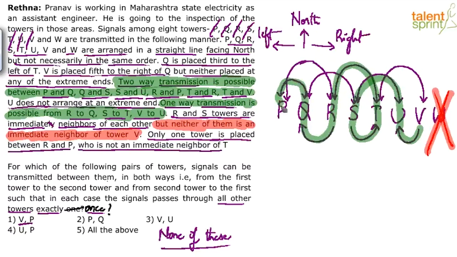P to Q. But the problem is this: if I go from P to Q, then I cannot go to R. I have to go to S. So P to Q, Q to S, S to U will not help, because then I cannot go to V. If I take S to T, I'll have to come back to R, and from R I'll have to either go back to P or go to Q, which means crossing the same tower twice. So P to Q is not the choice.